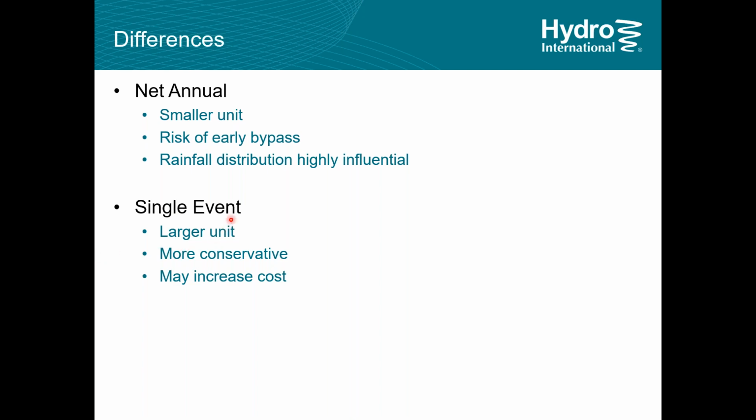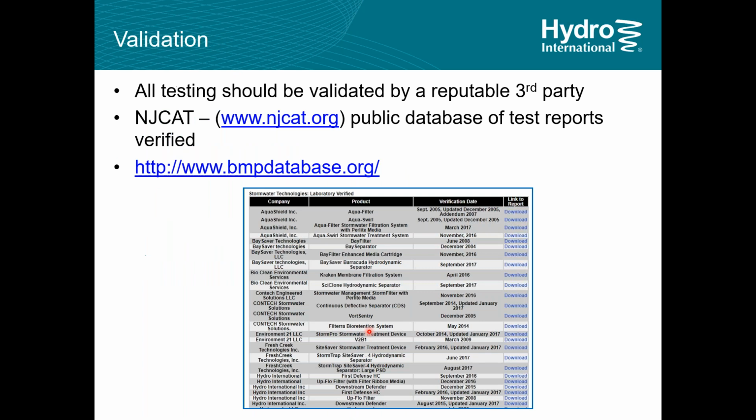Smaller sites, it's not really going to matter much between them, because when you come down to the small end of the scale, it's still 4 foot for 4 foot. It's going to come in more when you get to the larger site. You start looking at 3, 4, 5, or 10 acres, and you end up with quite a difference in sizing when you're net annual sizing on a larger site as opposed to single event sizing on a larger site.